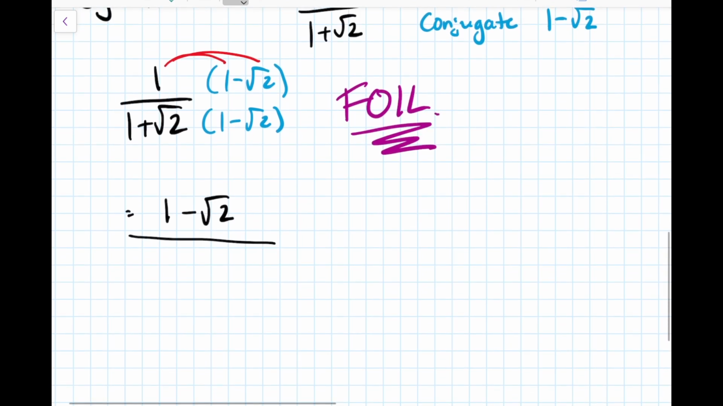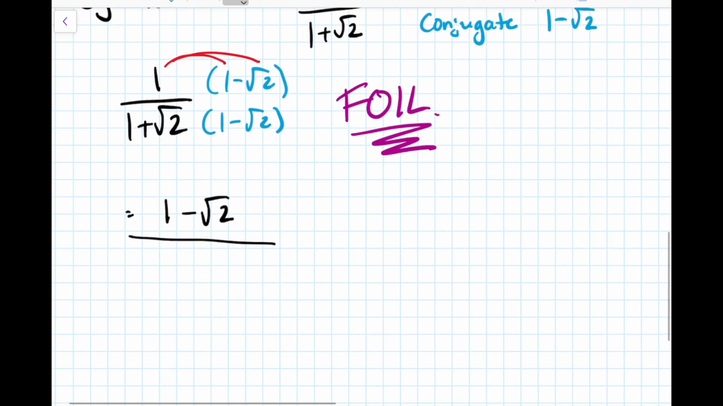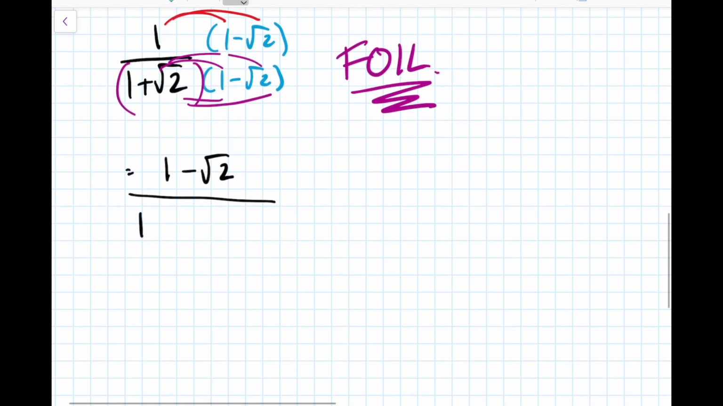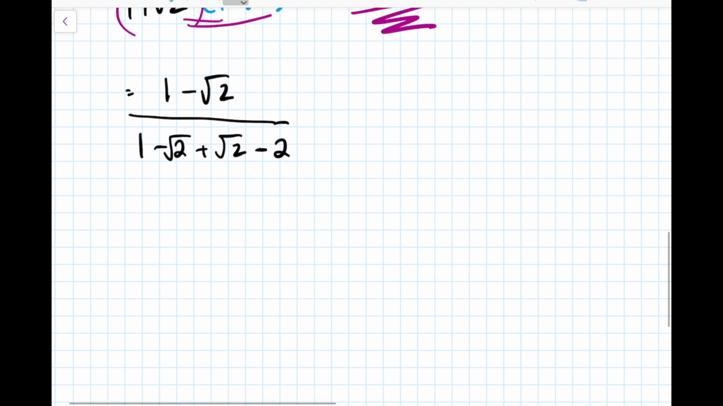On the bottom, if we FOIL carefully, 1 times 1 gets me 1. 1 times negative root 2 is going to be negative root 2. Root 2 times 1 is going to be plus root 2. And then root 2 times root 2 is going to get me 2, but specifically minus 2 because it was a positive times a negative.